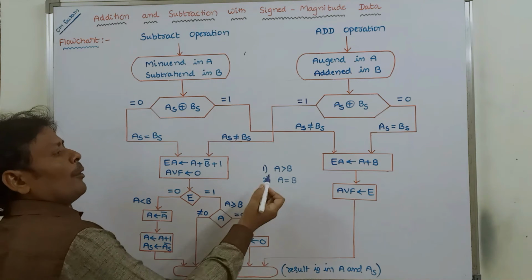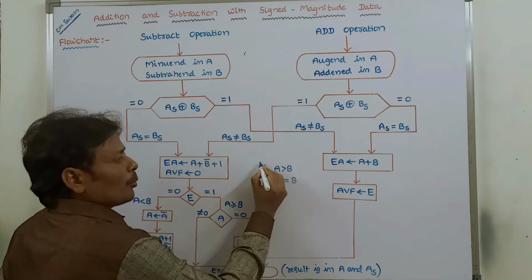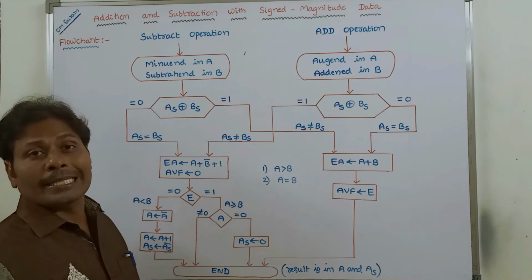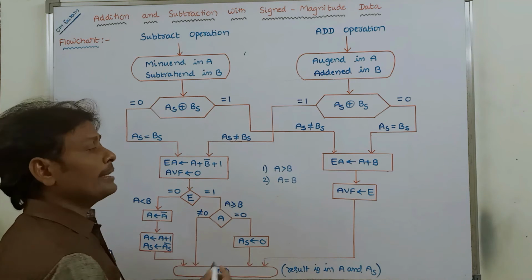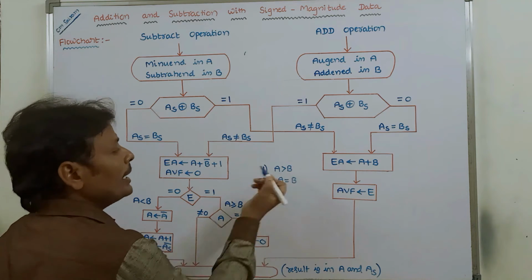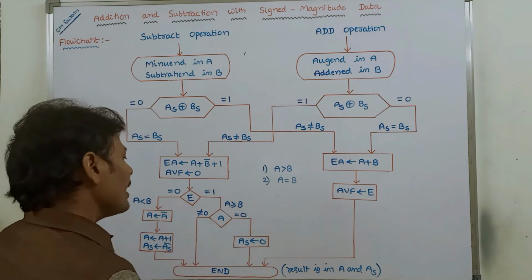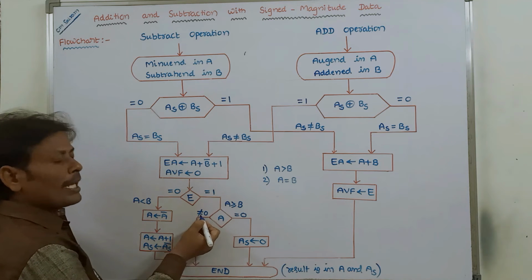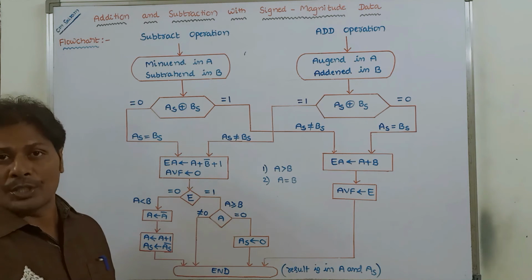In the first case, A is greater than B. At that time, the result is stored in register A, and A is not equal to 0.